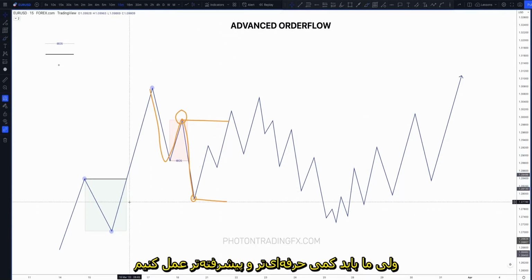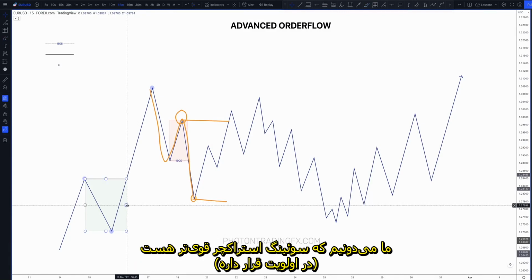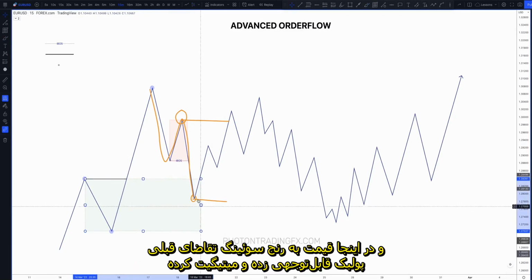But obviously, we have to be a bit more advanced than that. We know that swing structure is more powerful, and price has mitigated and had a sizable swing pullback into the prior swing demand range, okay?